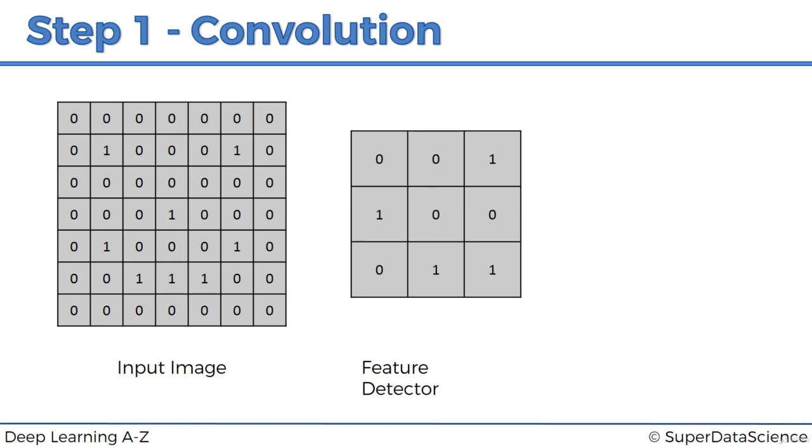So what is a convolution in intuitive terms? Here on the left, we've got an input image, as we discussed. That's how we're going to look at images, just ones and zeros to simplify things. And you can see the smiley face there. Then we've got a feature detector. So a feature detector is a 3x3 matrix.